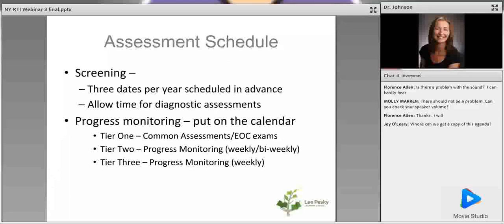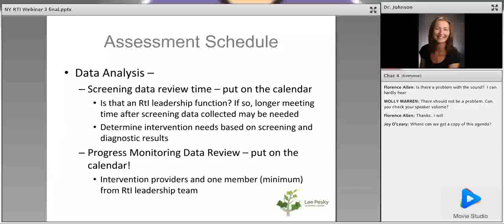In Tier 2, we want to set either a weekly or a biweekly progress monitoring schedule so that we know this class period is when I am collecting my CBM data for my kids who are in intervention. And then for our Tier 3 kids, and I'm using Tier 3 synonymously with special education, we probably want to progress monitor weekly.